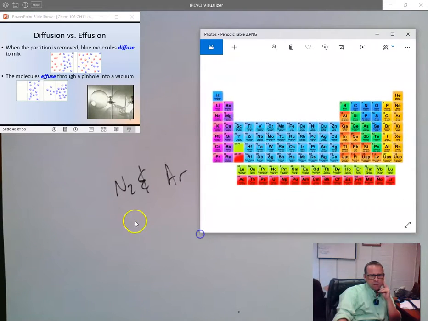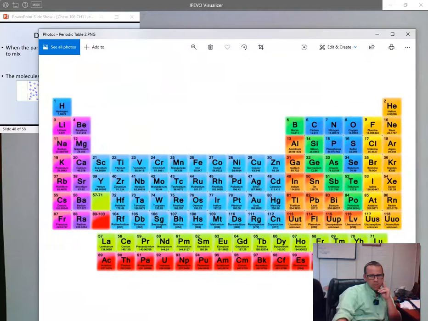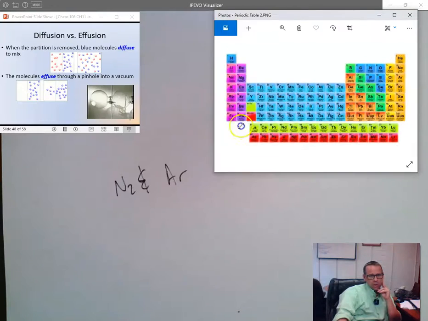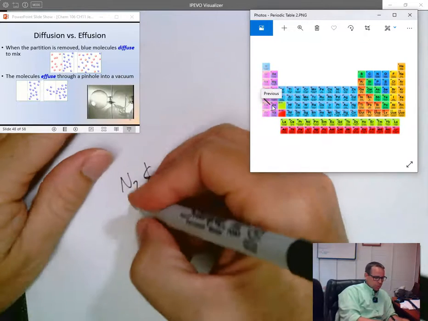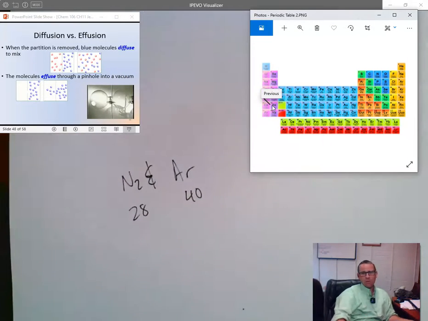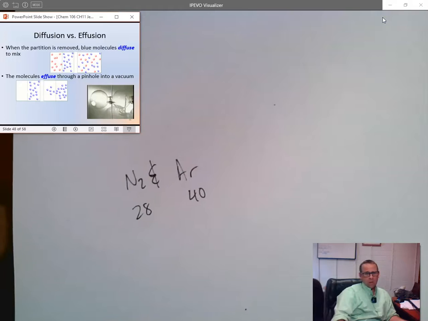Well, the molar mass of N2, do you know what that is? It's 28. Yeah, 28. 2 nitrogens, 2 14s. Very good. What about the molar mass of argon? It's 40. Okay. So the molar mass of N2 is 28. The molar mass of argon is 40. That's how many grams there are per mole of that material.